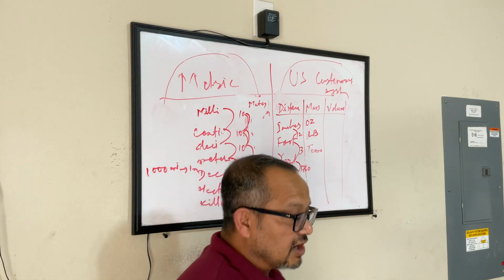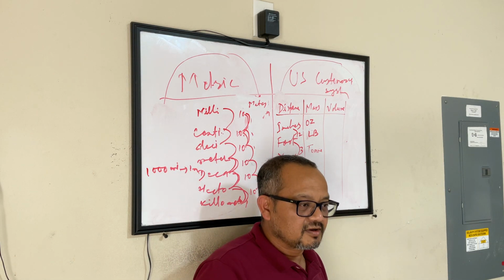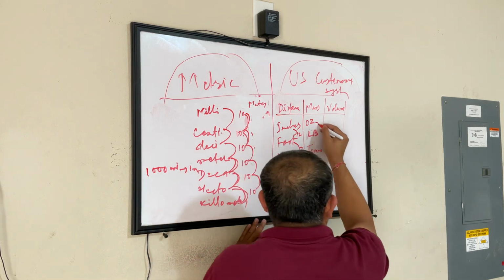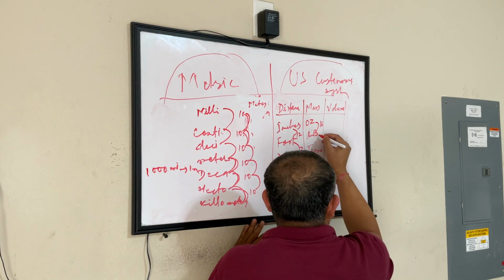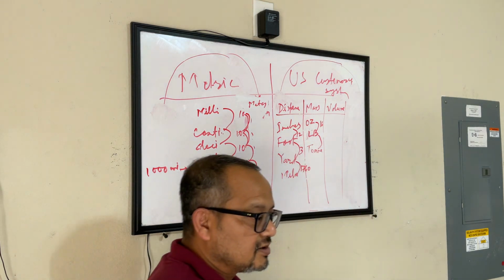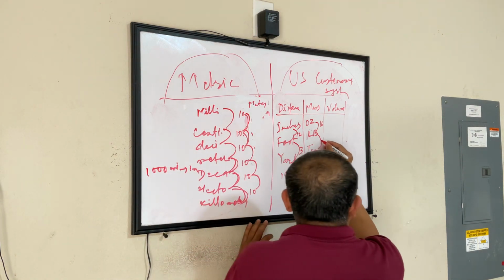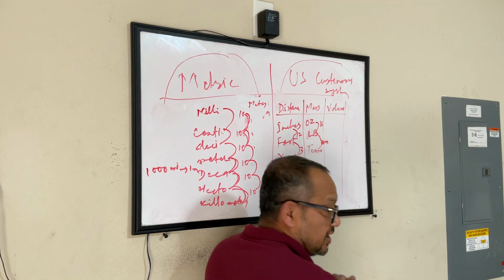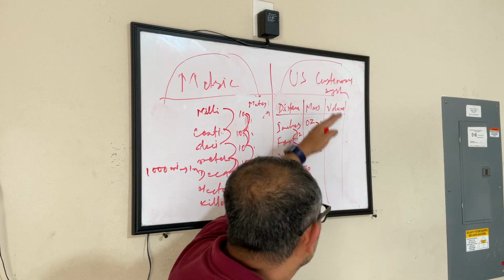Now let's see, how many ounces make a pound? 16. How many pounds make a ton? 2000. Wonderful. Okay. Now comes the volume part.